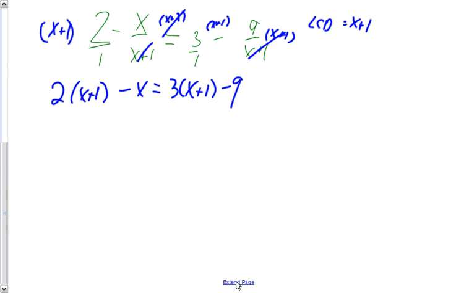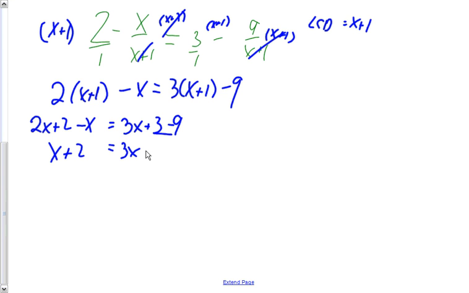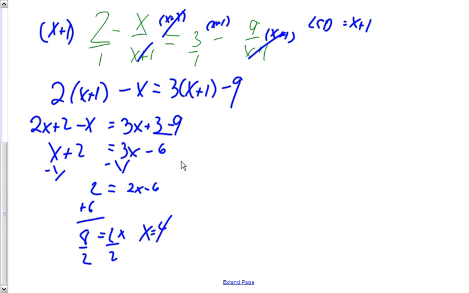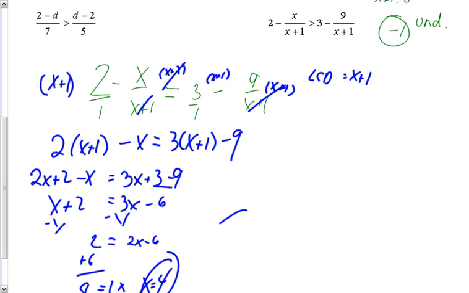Okay. Now all I gotta do is solve this. 2x plus 2 minus x equals 3x plus 3 minus 9. Combine like terms over here, that's x plus 2 equals 3x minus 6. I'm going to subtract x. 2 equals 2x minus 6, and add 6, which is 8. So 2x equals 8. Divide by 2. x equals 4. Now, I have this as a solution and the other one. So our sign chart is going to go like this, or our true-false chart.